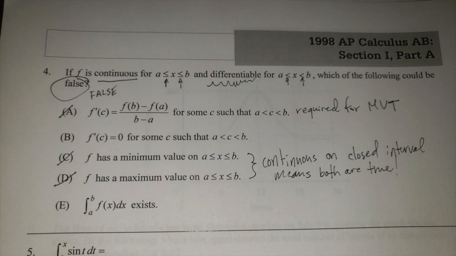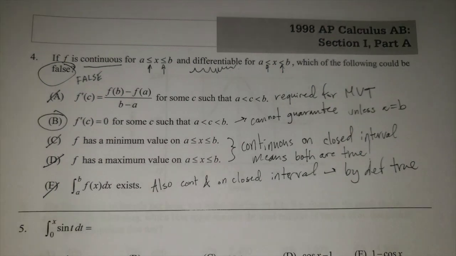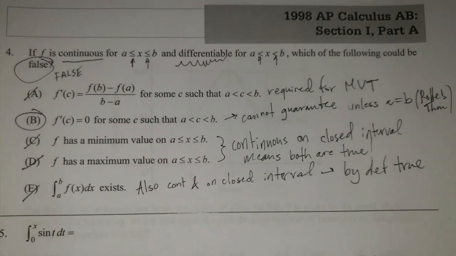The last part we want to look at is e, integral from a to b f of x exists. So we have a continuous differentiable function. That means that we will be able to find a value of the integral. It's the same idea with the MVT. All right, so we're left with b. B is a very specific application of the MVT, otherwise known as Rolle's theorem, because Rolle is a person. This is only true when f of a is equal to f of b. If we aren't given that, everything else doesn't necessarily have to be true.